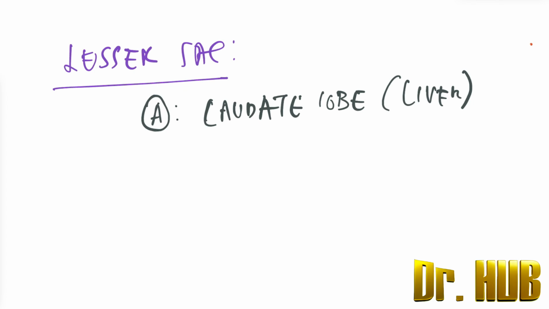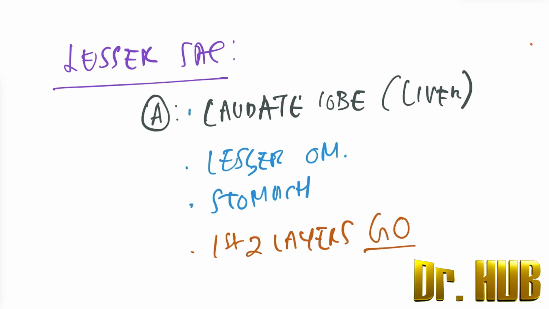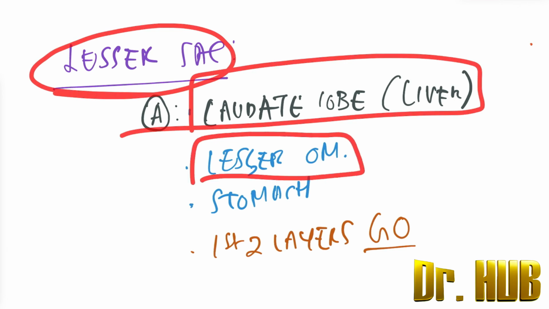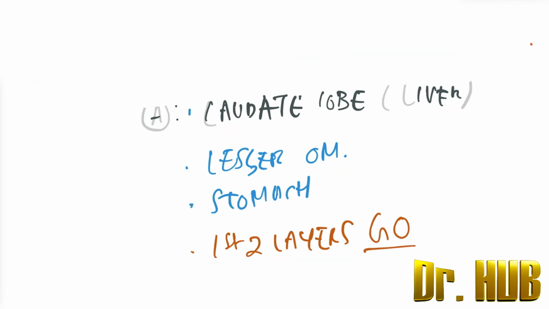Next is, it includes the lesser omentum as well as the stomach. So there is lesser omentum. Then there is also the stomach, and also the first two layers of the greater omentum, GO. Now let's recap. Anteriorly, the caudate lobe of the liver, the lesser omentum, the stomach, as well as the first two layers of the greater omentum.